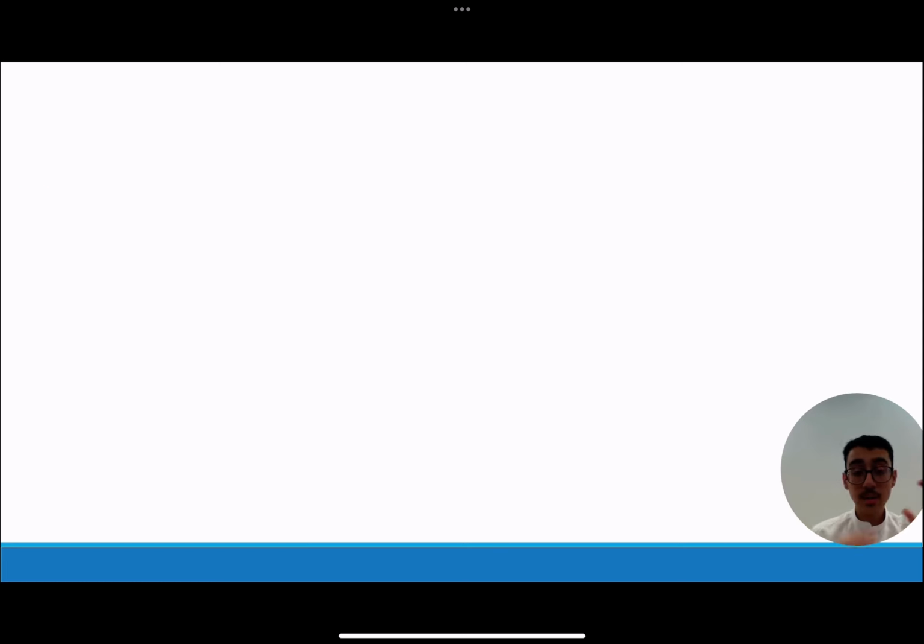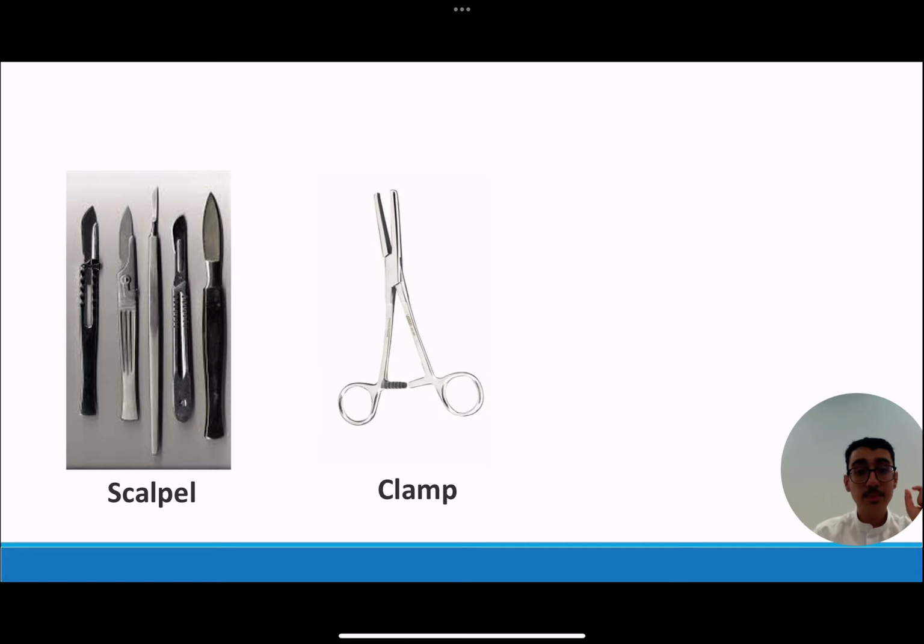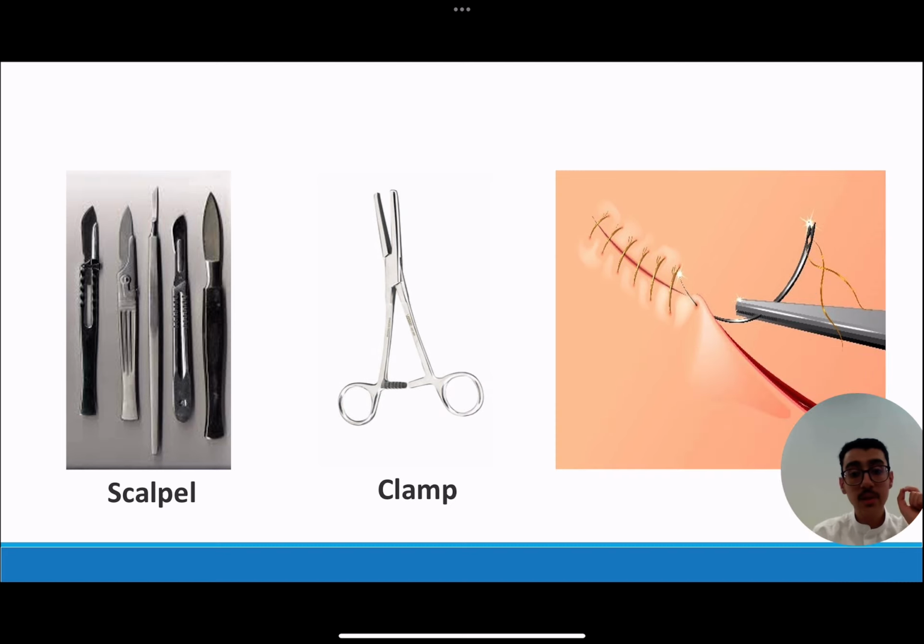And here are some tools that a surgeon uses during a surgery. First of all, we have scalpel. Scalpel is used to cut the tissue. Then we have clamp. Clamp is used to hold the tissue. Then we have suture, which is used to close the wounds.